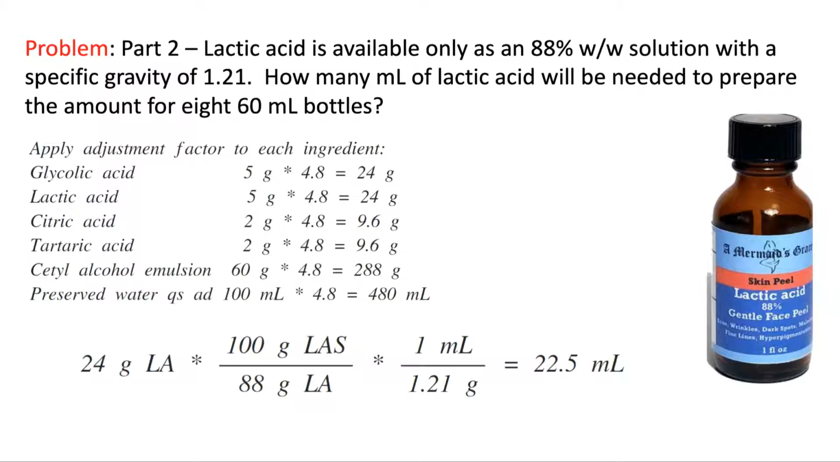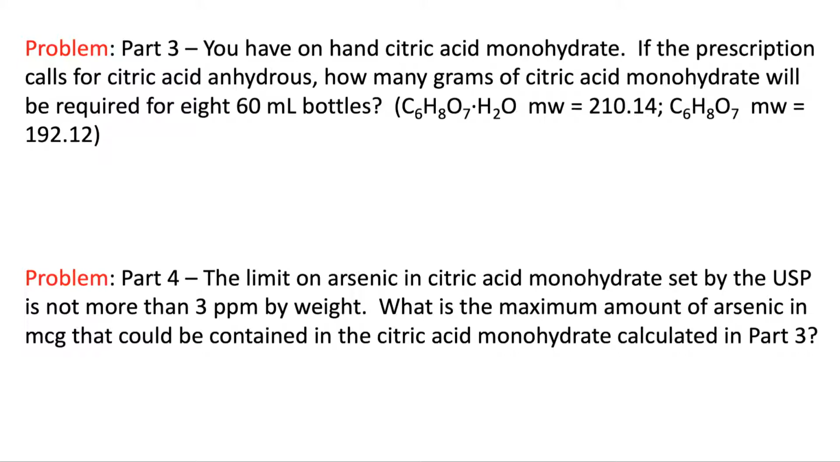All right, let's move on to part 3 of this question, and it says, you have on hand to use to compound this product citric acid monohydrate. But the prescription actually calls for citric acid anhydrous. So the question is, how many grams of the citric acid monohydrate do you need to use to compound this 8 60 milliliter bottle batch?